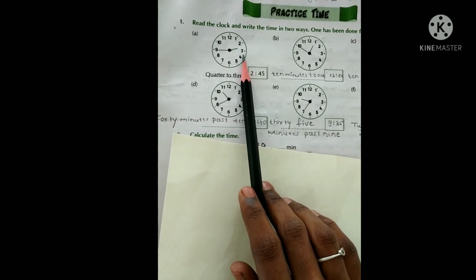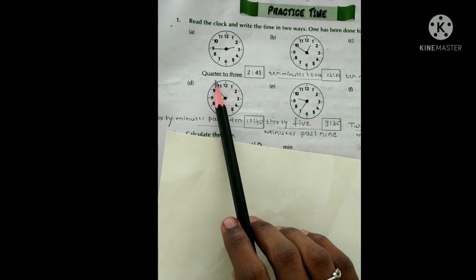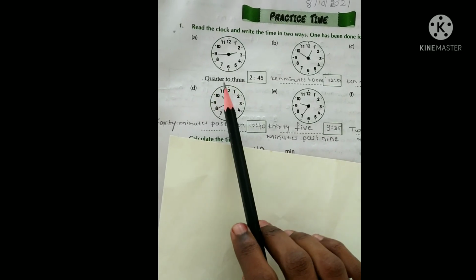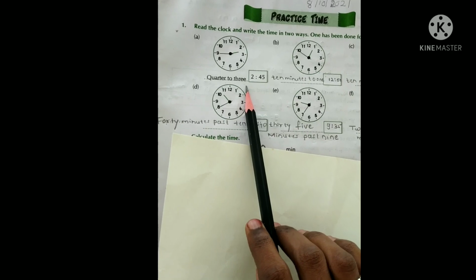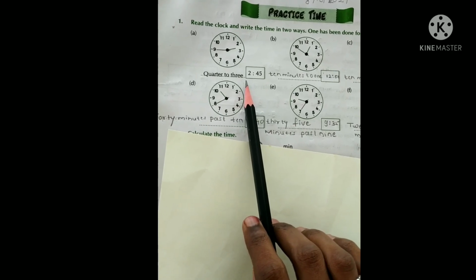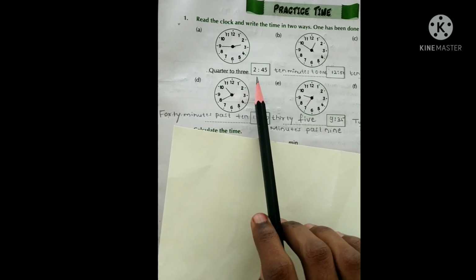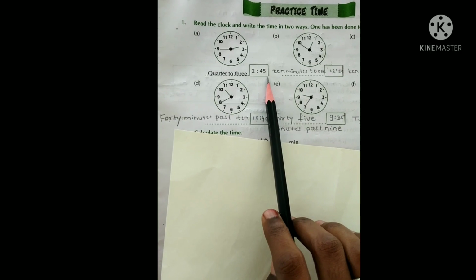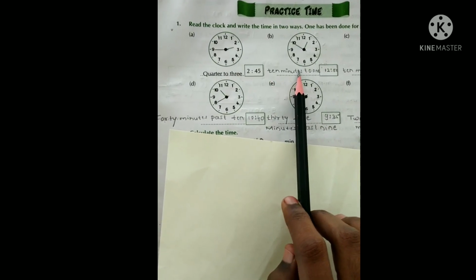What time did they give here? The time is 2:45. How will we write this in numbers? You can write this as 2:45, that is, 2 hours 45 minutes.